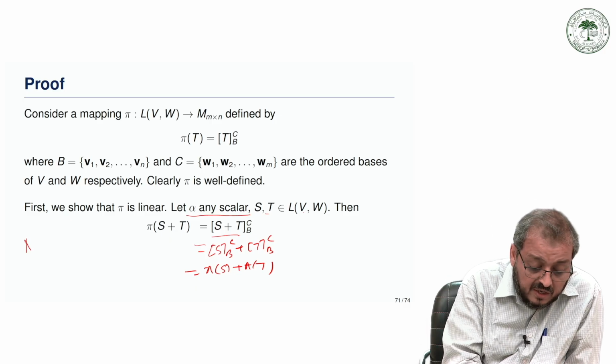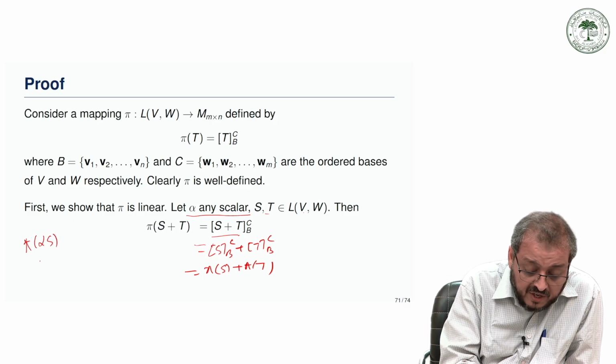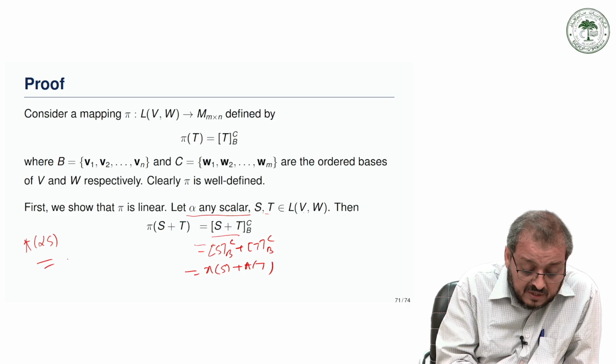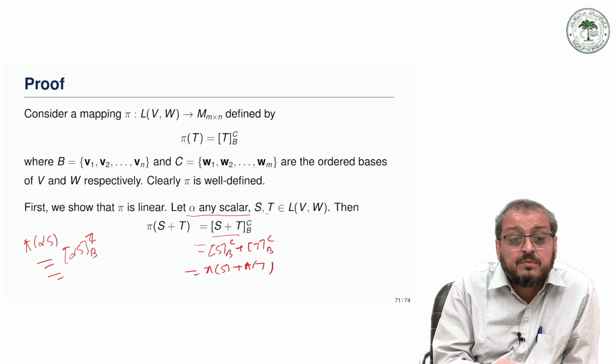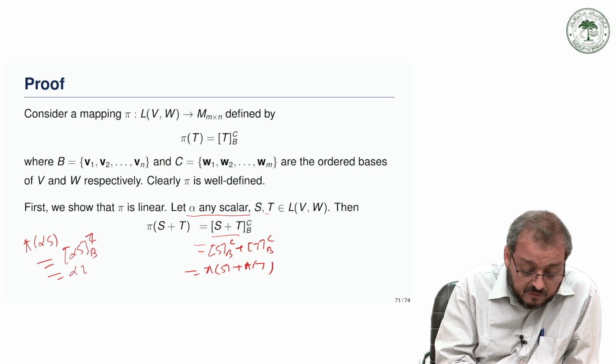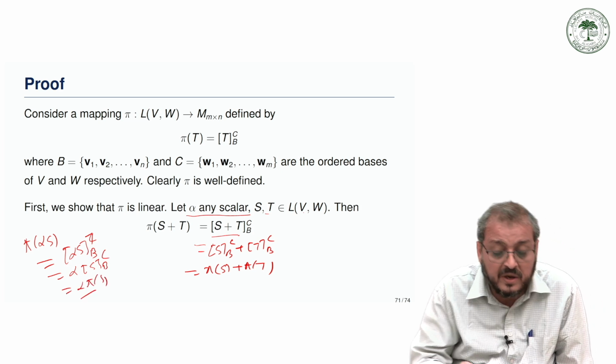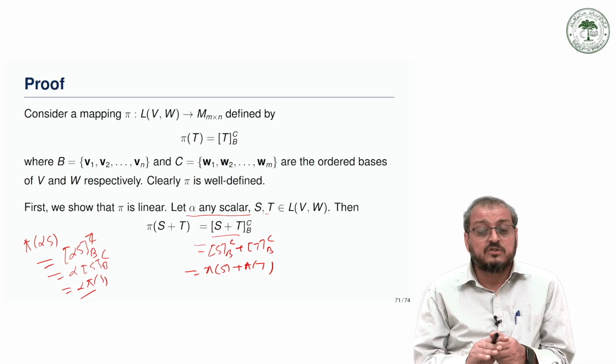Now we have pi of alpha S. This can be written in the form of span of alpha S equal to B of T, and I already proved this result also. This can be written as alpha times pi of S. So this means pi satisfies both the conditions of linearity, additiveness and homogeneity.